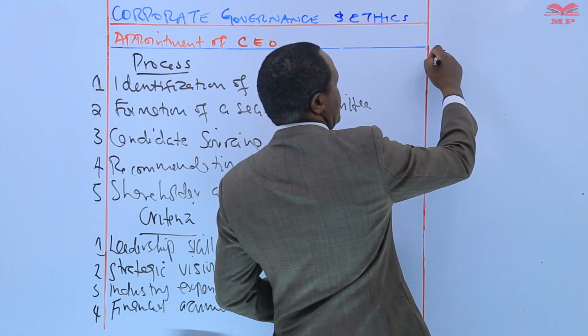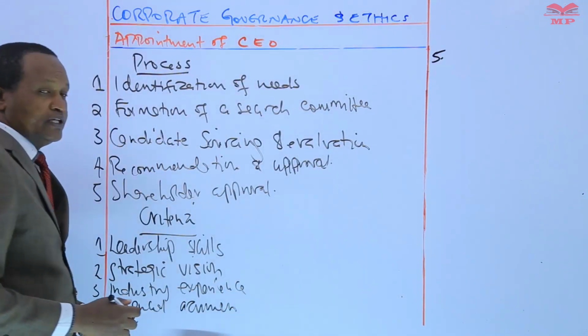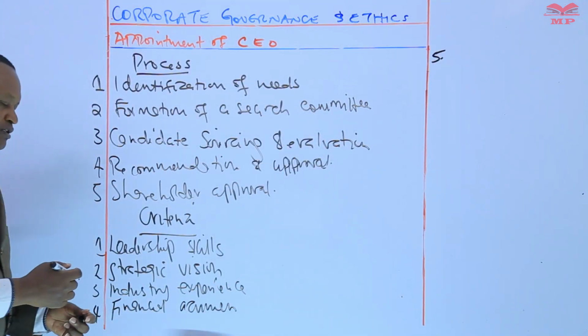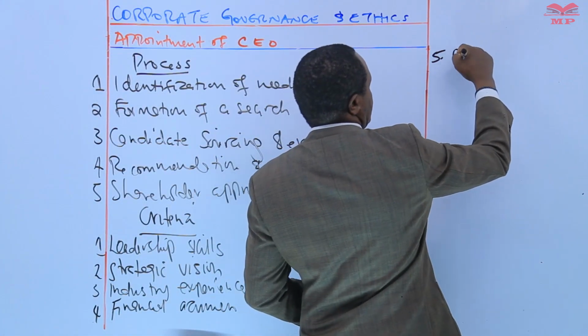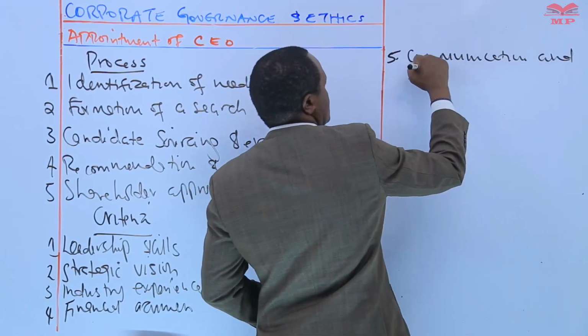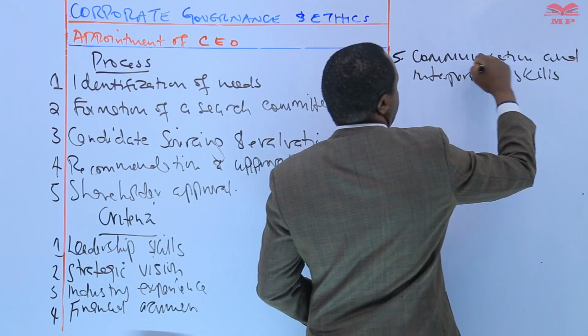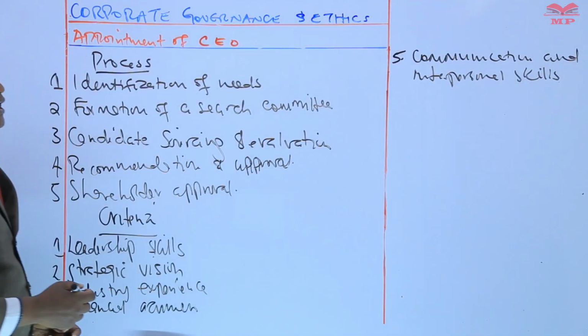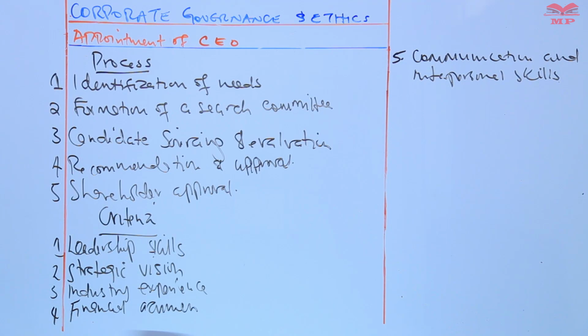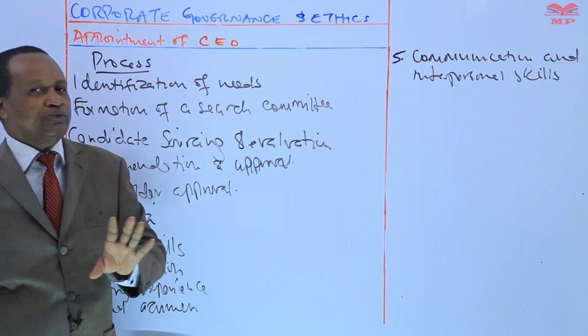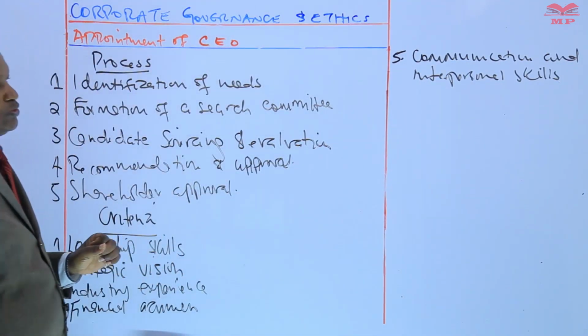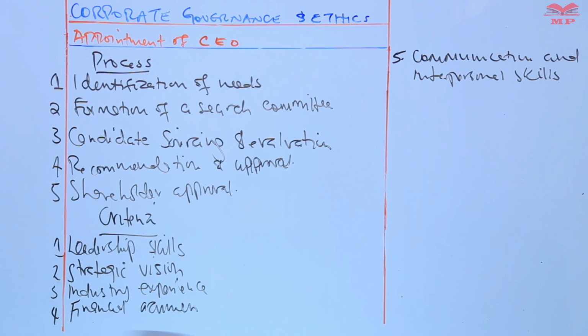Number five, the fifth criteria is having strong communication and interpersonal skills. The CEO should be an excellent communicator, capable of articulating the company's vision, building relationships with the stakeholders, and also managing internal and external communication.